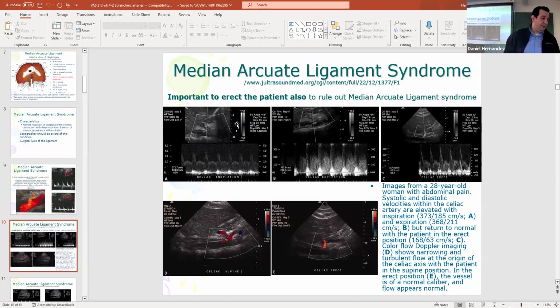With supine, indeed, it shows the narrowing and the turbulent flow at the origin of the celiac axis with the patient in the supine position. But when they sat him up in the erect position, this improved. We were able to get a normal velocity measurement with them actually sitting up. So it can also be positional.